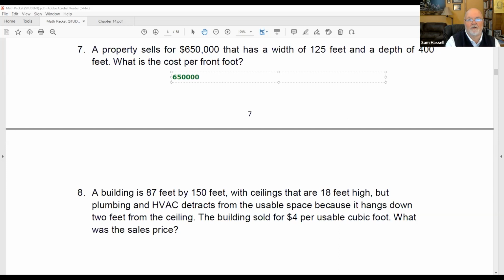$650,000 it sold for. How much per front foot? If we have 125 feet wide, that's our front foot, right? We're going to divide it by 125, and that's going to be $5,200 per front foot.